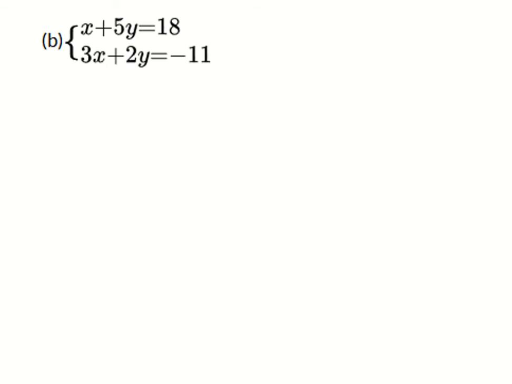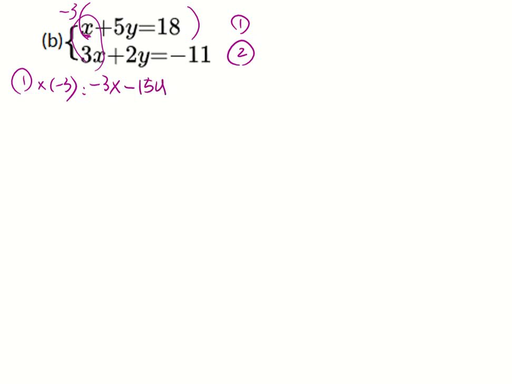Okay, so for this problem, it seems like it's easier to get rid of the x terms because I can just make this x negative 3x so that negative 3x plus 3x will be canceled out, will be 0. Right, so I need to multiply the first equation by negative 3. Equation 1 times negative 3 will give me negative 3x, negative 3 times 5y, negative 15y, equals negative 3 times 18, that's negative 54. I'll call this equation 3.